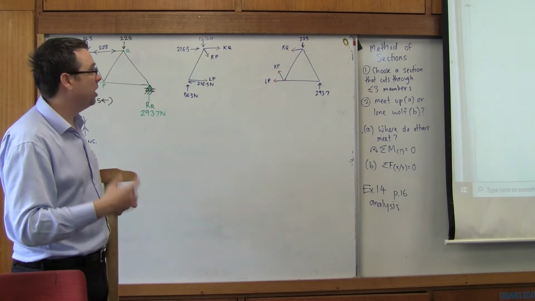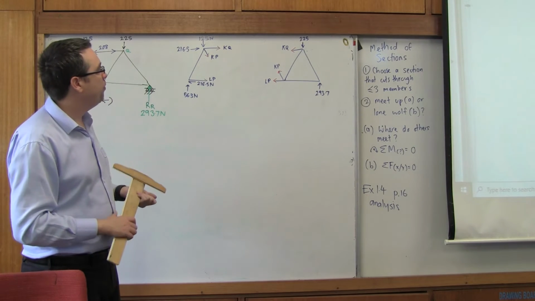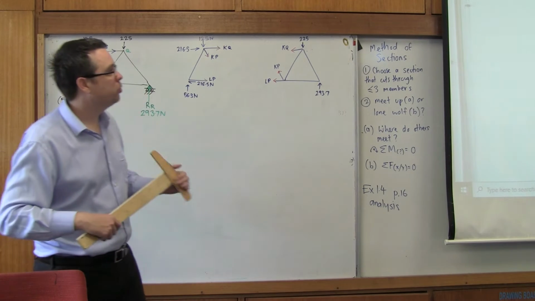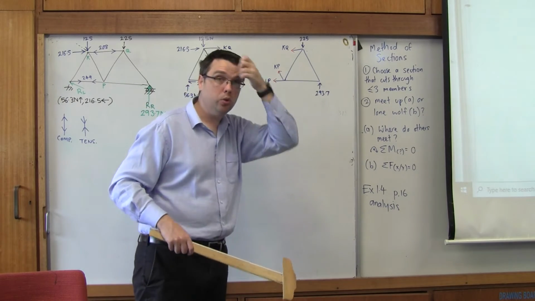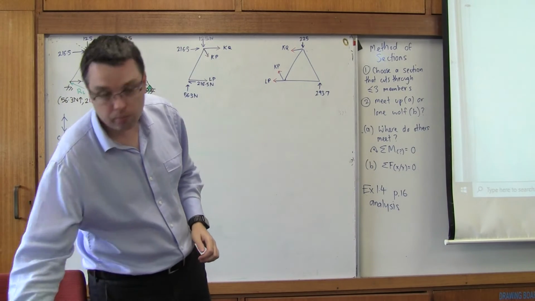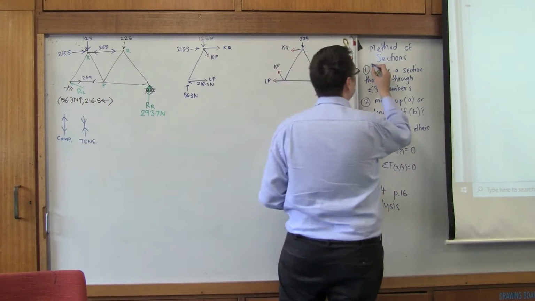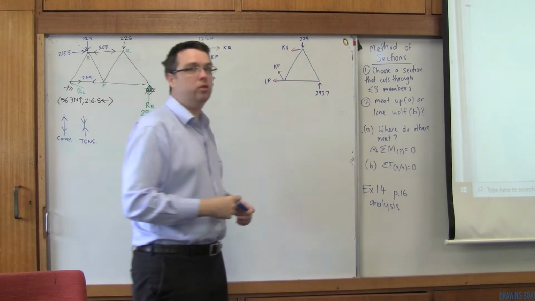It doesn't matter, but that's what we're doing. Now, what we've done, let's go through our process. We're using the method of sections. It's the only thing we do in the HSC. Me and Snoop Dogg, we're the only two people who use method of joints. Everyone else uses method of sections, right?